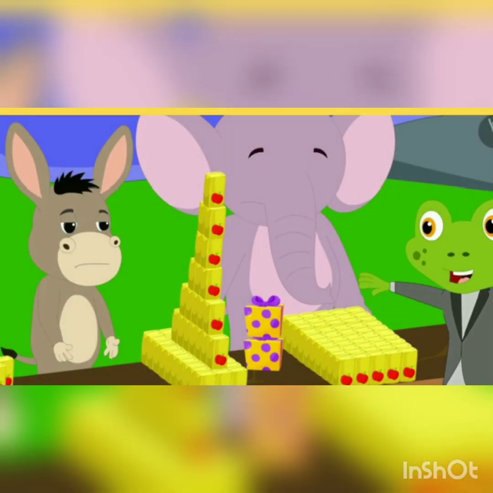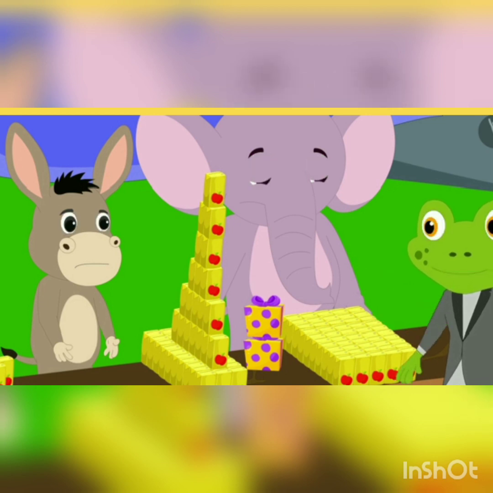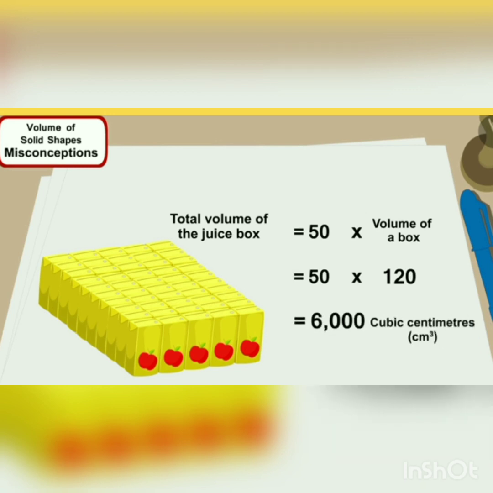Appu, how many juice boxes have you used in your shape? Tarru the frog asked Appu. 50 boxes, Appu quickly said. This means the total volume of juice being used in your shape of container will be 50 times the volume of a box. 50 times 120, that is equal to 6,000 centimeters cubed.